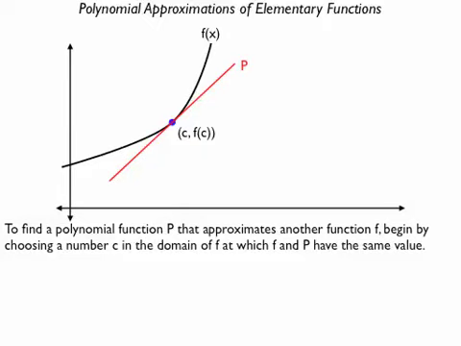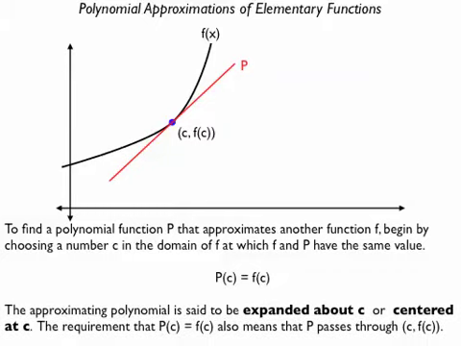We want just one point to be the same, not all the points of a graph to be the same, but one. So to find a polynomial function p that approximates another function f, begin by choosing some number c in the domain of f, at which point f and p have the same values. So the y values are the same. They share that point. Now p is not a very good approximation of f right there, but at exactly c, they share the same value.